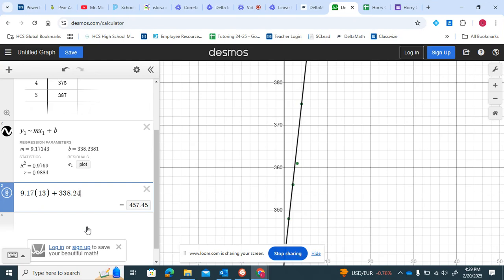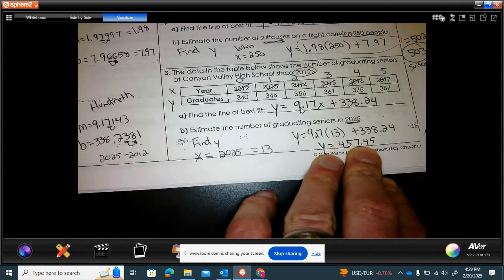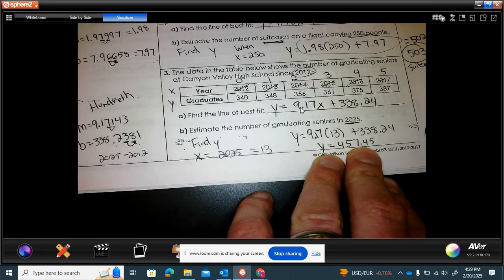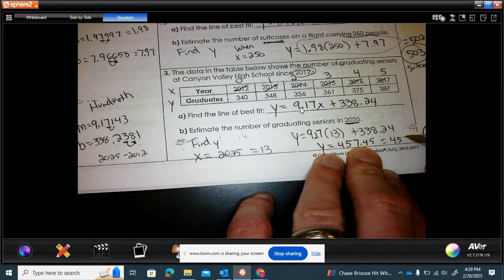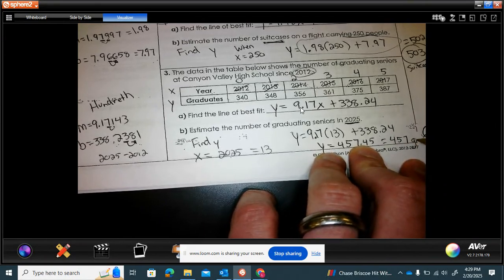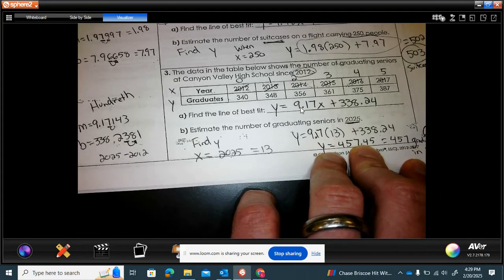457.45. So one last thing I'll say is that because it's people, my answer has to do with how many people will be graduating. Let's just keep it 457. So we'll say there'll be an estimated 457 graduates in 2025.